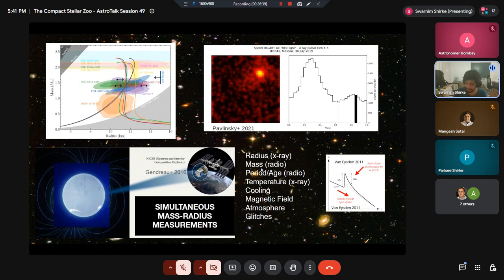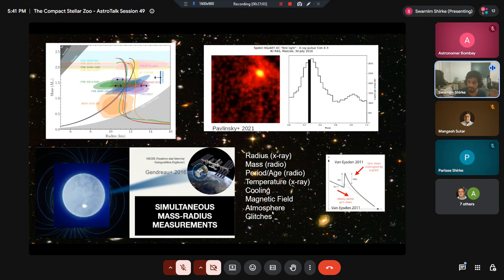Another different thing: you can measure mass from pulses coming from radio waves. You can measure the spin period, and from there you can also derive how fast it is slowing down. That can also be used to calculate the age of the star. The temperature, if you observe over time, you can also map the cooling to find the magnetic field, probing the atmosphere of the neutron star.